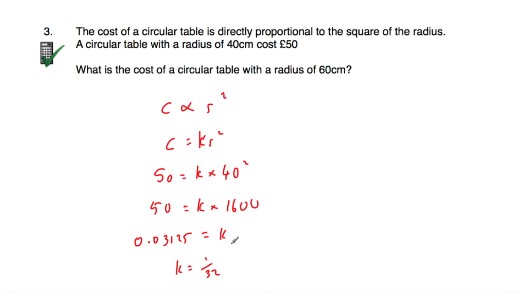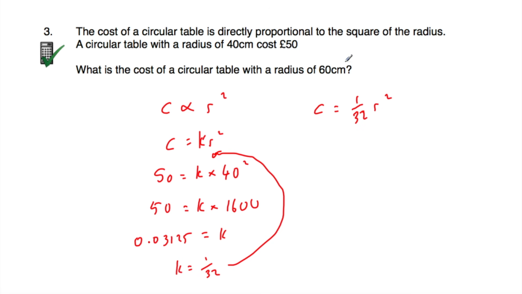Okay, so that's fantastic. We've now found the constant of proportionality, and we can substitute that back into this formula here. So we get that the cost is equal to the constant of proportionality, which is 1/32, or 0.03125. I'm going to use 1/32, multiplied by the radius squared. And that's fantastic. We've now got the formula that we can use to work out the cost of any table.